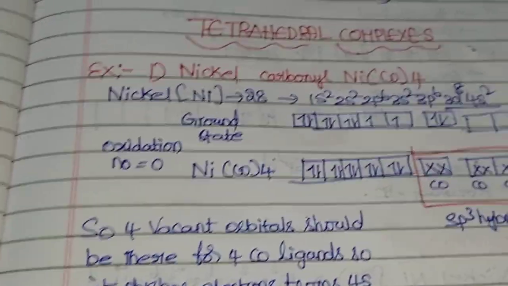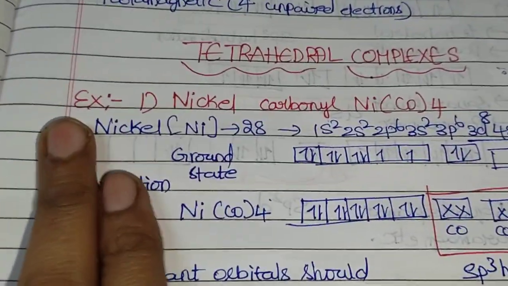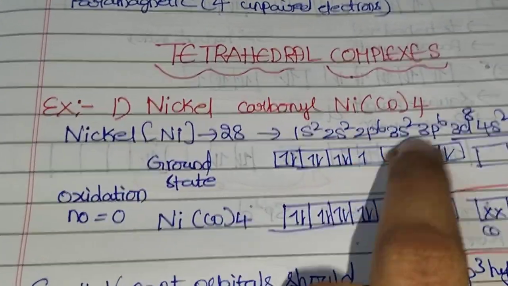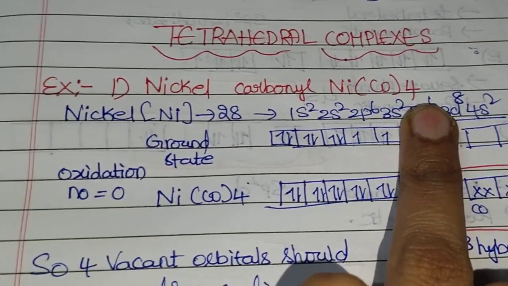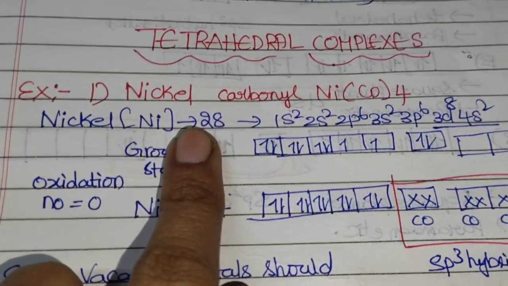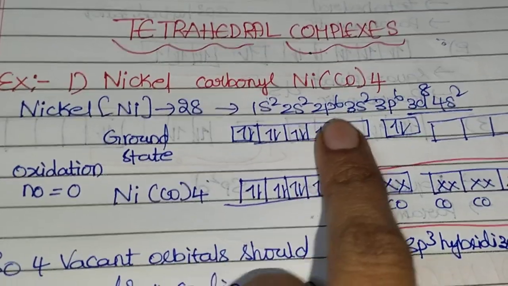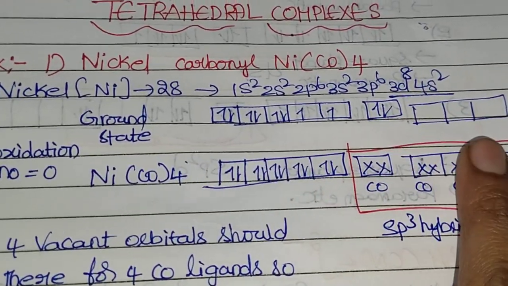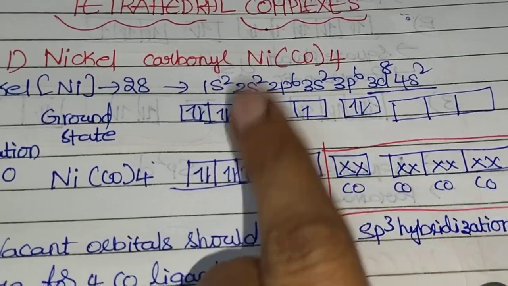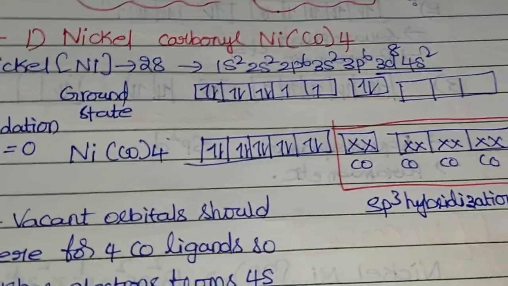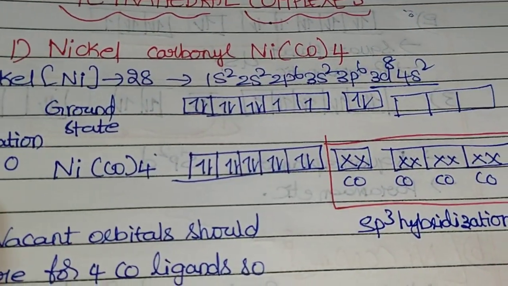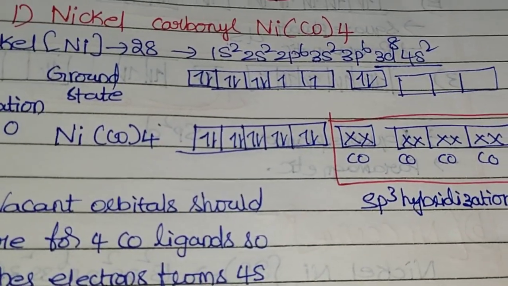Then tetrahedral complexes. The first example for tetrahedral complexes is nickel carbonyl, Ni(CO)4. So nickel, as we know, its atomic number is 28. So 1s2 2s2 2p6 3s2 3p6 3d8 4s2. So I wrote in the ground state 3d8 4s2, and 4p which is vacant. As no oxidation number is present, so it is 0, we don't remove any electrons.